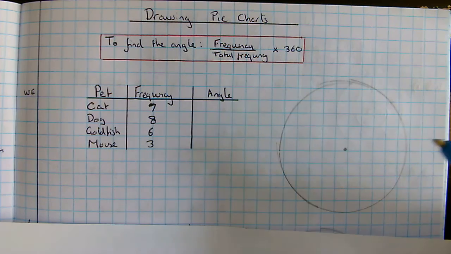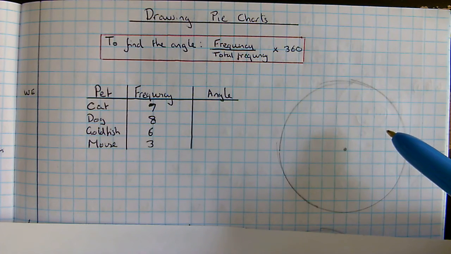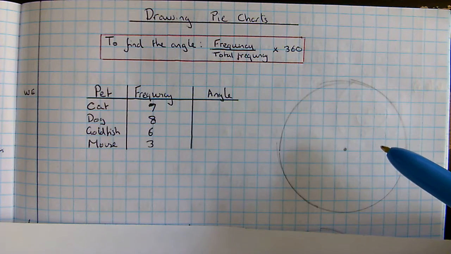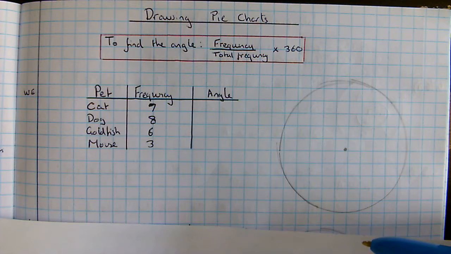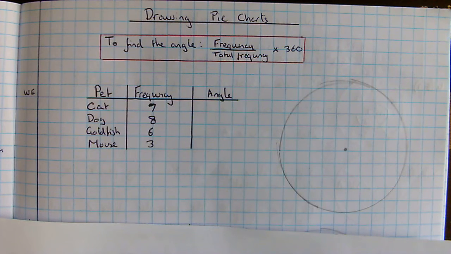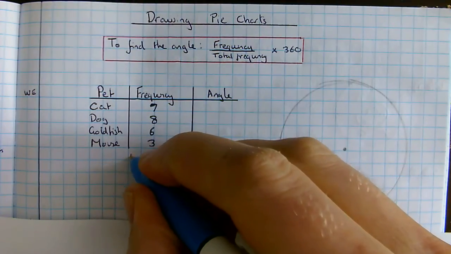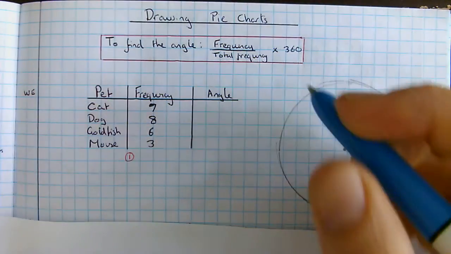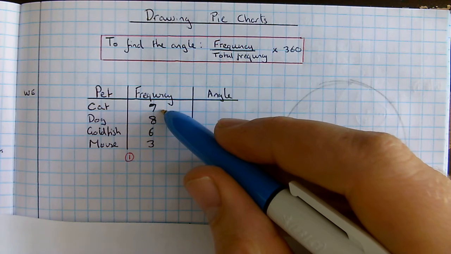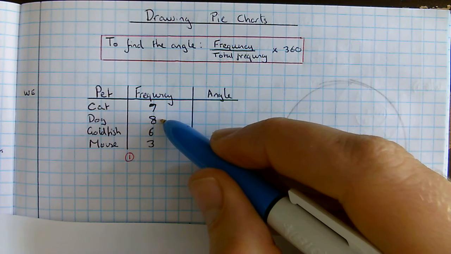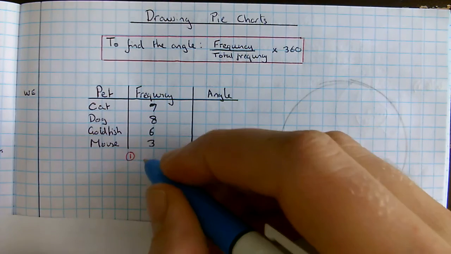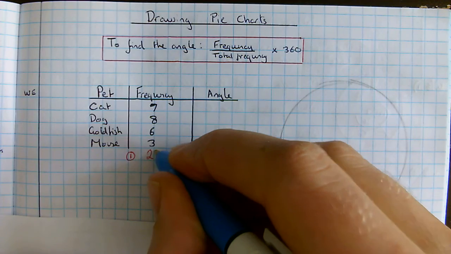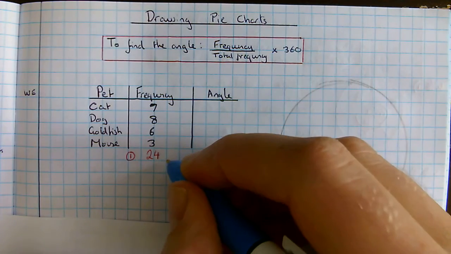Now, it's always tempting to just start drawing in angles in here, but before we do anything we need to work out what those angles are going to be. So let's have a look at how I do that. Well, the first thing I need to know is how many people were asked in total. So the first thing I do, I'm just going to label it with number 1, I find my total frequency. So 7 plus 8 gives me 15, plus 6 gives me 21, plus 3 gives me 24. So I know that I've got 24 people in total.